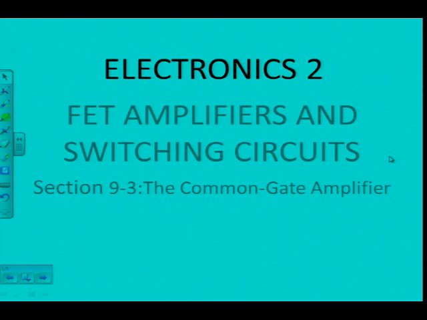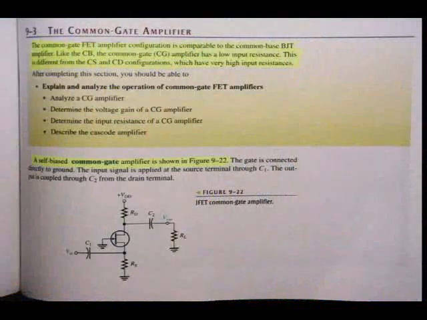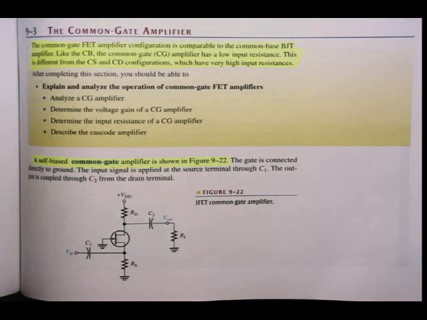Okay, we're going to carry on still with the chapter on field effect transistor amplifiers and switching circuits, specifically section 9.3, the common gate amplifier, the last of the three configurations of field effect transistor amplifiers. Alright, let's have a look at the introductory paragraph in our textbooks on page 451. The common gate amplifier.